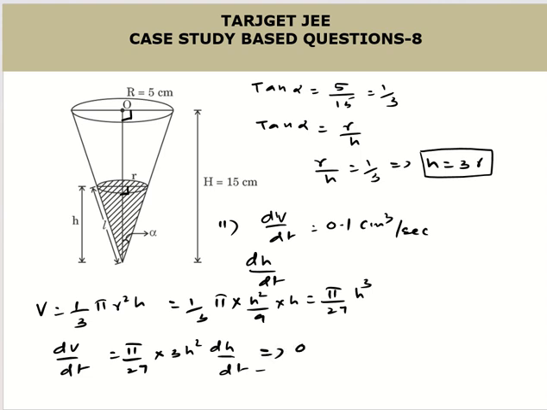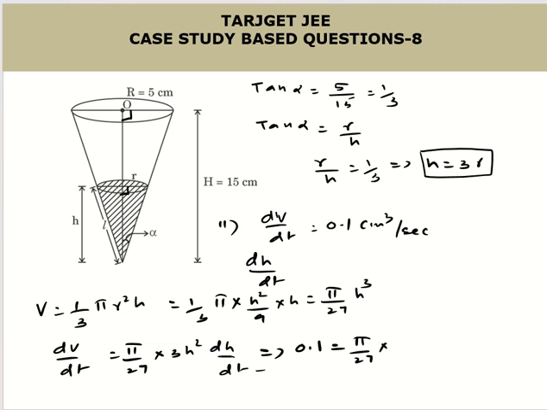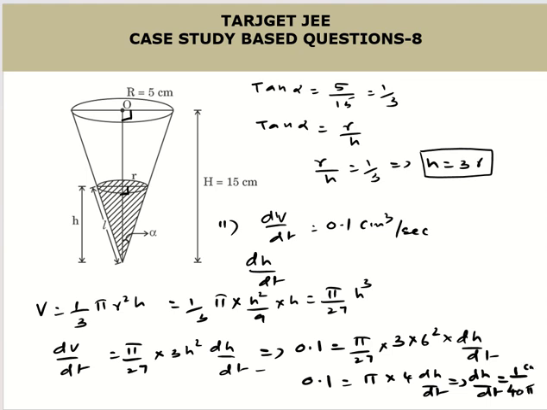We are given dV by dt is equal to 0.1 centimeter cube per second. Pi by 27 into, we are given an instantaneous height when the juice is 6 centimeters deep, so h is 6, 6 square into dh by dt. I think some cancellation is possible. 6 can be written as 3 into 2, and 27 can be cancelled. So we are left with 0.1 is equal to pi into 4 into dh by dt. That gives us dh by dt is going to be 0.1 divided by 4 pi, or it is 1 by 40 pi centimeter per second.